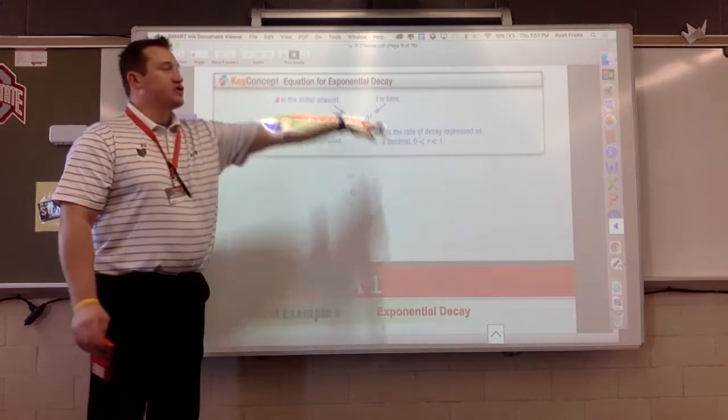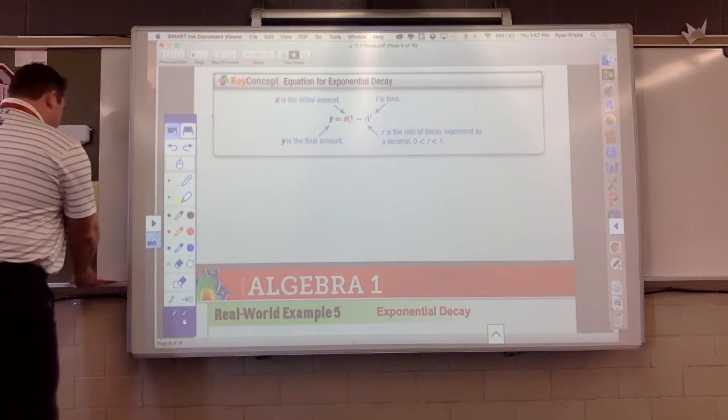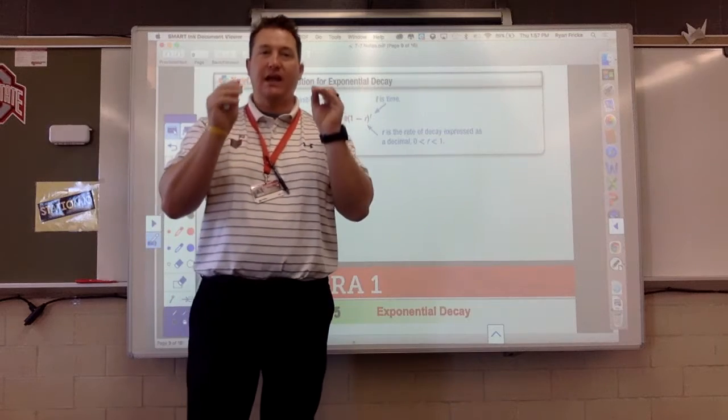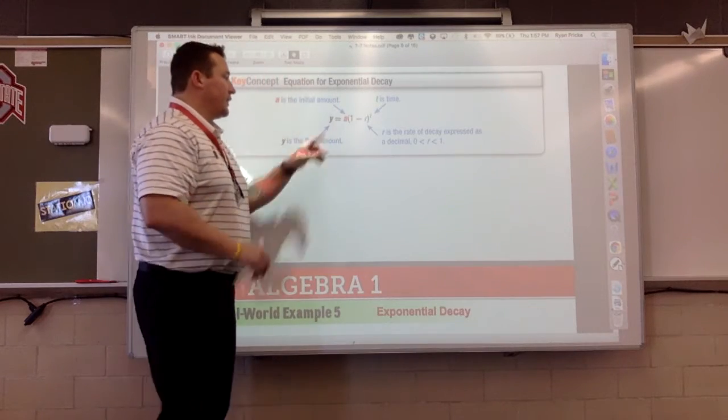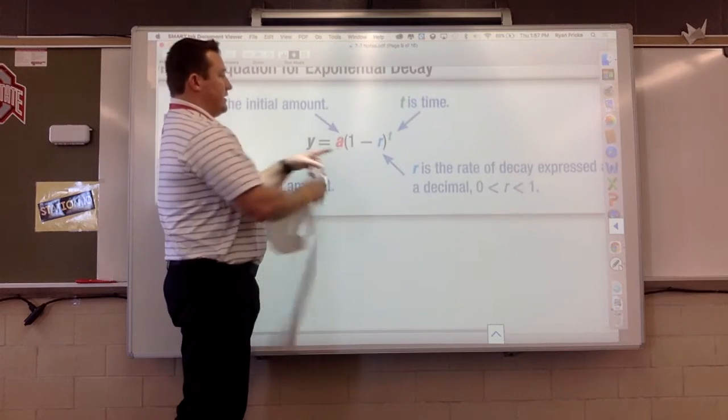Okay, exponential decay. Here we go. So what's the difference between a growth function and a decay function? We write them literally in the identical format. The only thing that's different, right? Look right here, guys.